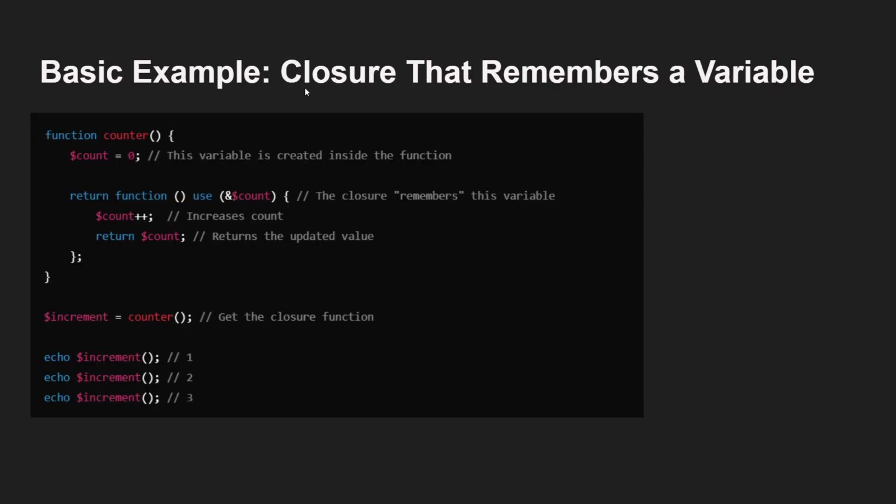So, a basic example: a closure that remembers a variable. The counter function is the parent function, which would be in the global scope. Even though the count variable is local to the counter, the parent function returns a child function, and we have this keyword use, then the count variable, and then we increment the count variable and return it.